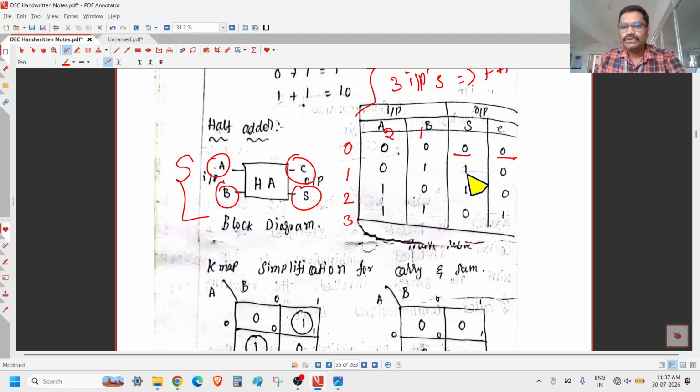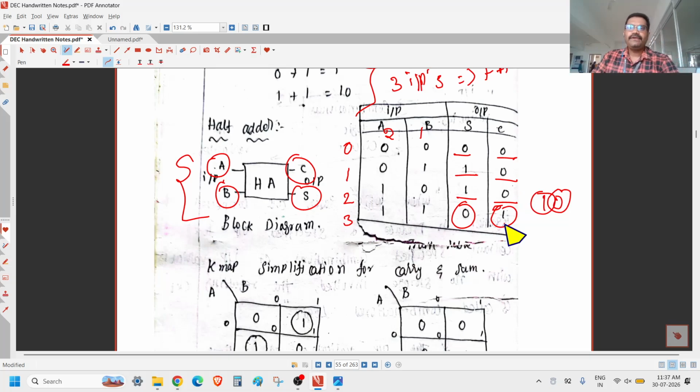And 0 plus 1 is equal to, sum is equal to 1 and carry is equal to 0. And 1 plus 0 is equal to, sum is equal to 1 and carry is equal to 0. And 1 plus 1 is equal to, actual result is 10. And in that 10, sum will be 0 and carry will be 1, right? So that is what I'm just mentioning here. Sum will be 0 and carry will be 1.